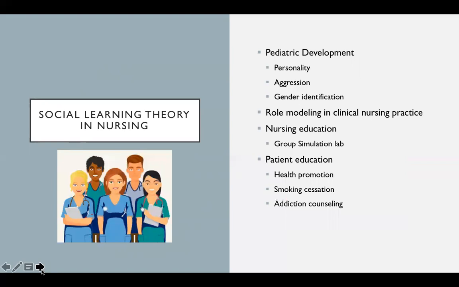Bandura's theory has been applied to a wide range of settings and is seen in nursing education as well as practice. Social learning theory has been applied to research in pediatric development, particularly to gender identification and personality trait development, such as aggression. Research supports role modeling in nursing practices between the novice nurse and mentor. For example, as new nurses, we likely learned observationally without even realizing it and may have modeled behaviors from our preceptors. Nursing education has made strides with social learning theory in the classroom, utilizing group learning and simulation labs.